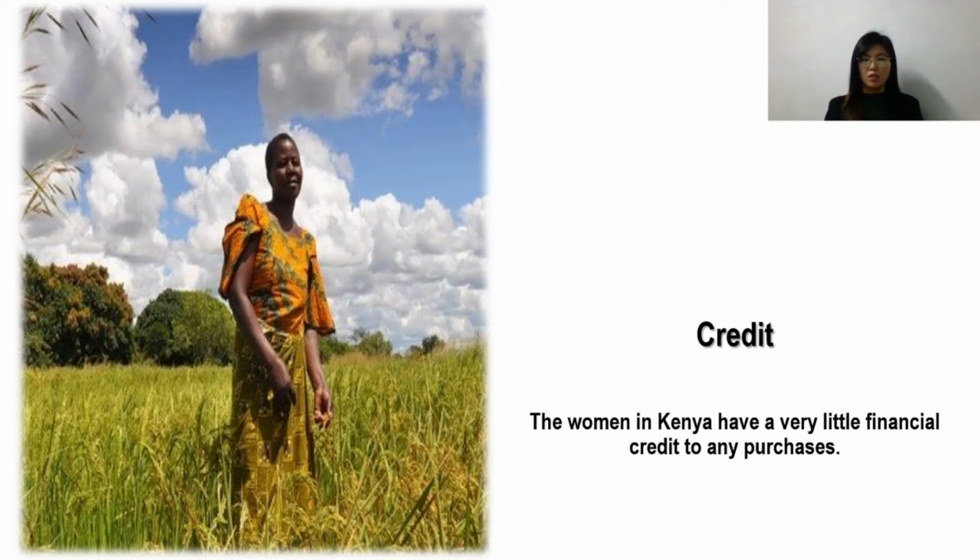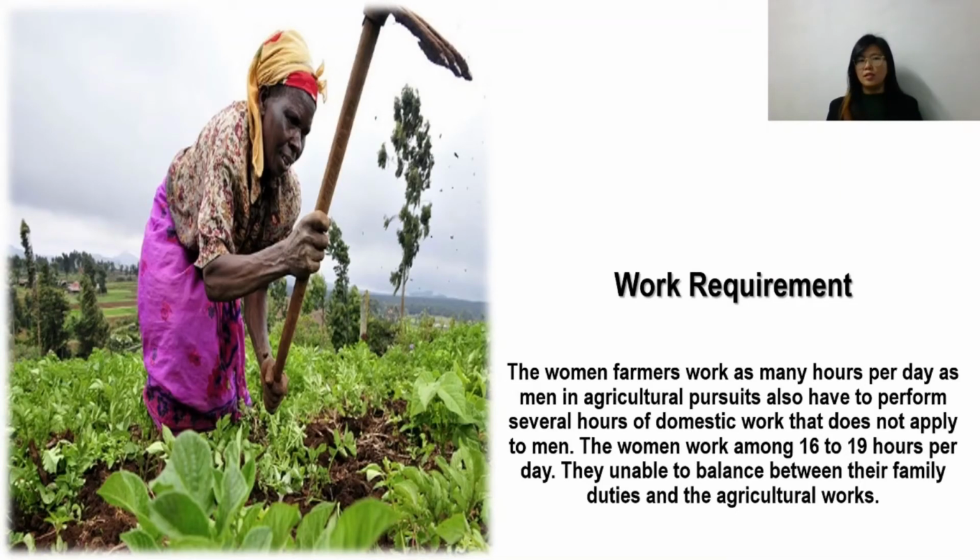Next one is about the lack of access to credit among female farmers. It's found that women have very little financial credit to help boost their capabilities in the agricultural sector. They are unable to make any purchase that might help in their production. The final issue that is presented in this case study is the work requirement between men and women in Kenya.